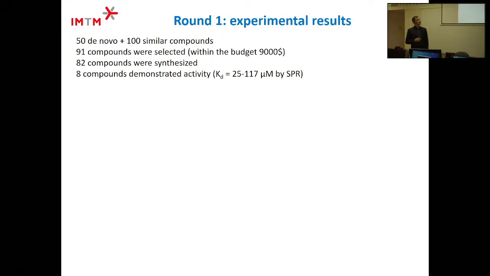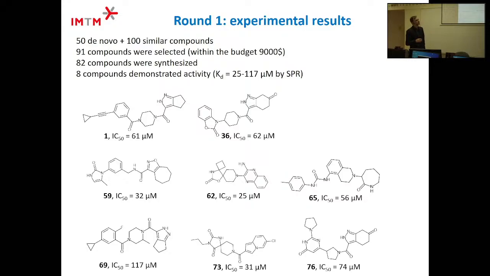And here are the experimental results. So finally, we submitted 150 compounds for consideration. Then, within the given budget, because every project has its own budget, we selected 91 compounds for synthesis. 82 compounds were actually synthesized and tested, and 8 compounds demonstrated some activity within this range of values. And here are their structures.